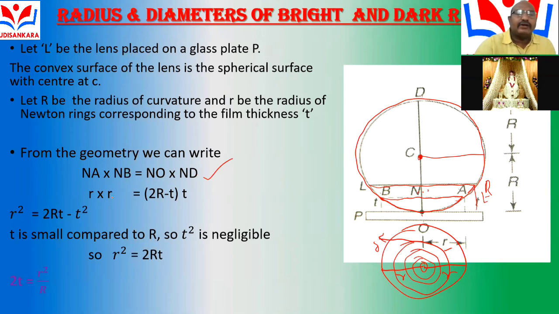So R into R is R square. NO is 2RT minus T square. R is a small value, so the R square value is negligible. Then R square is equal to 2RT, then T is equal to R square by 2R. So T is called the thickness of the thin film, isn't it?